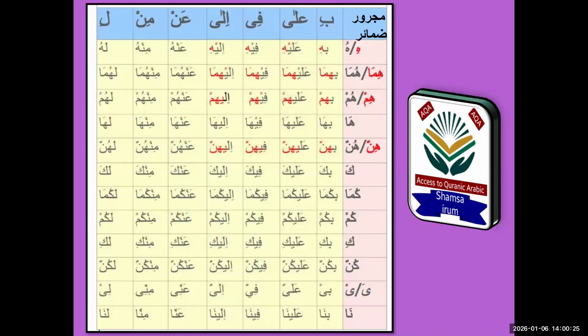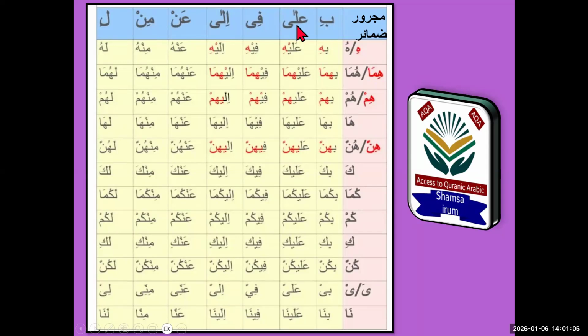All right, this slide I used when I was at the student stage. These were my notes; I prepared my notes in this way. Look, on top there are harful jar, prepositions. There are 11 prepositions in total, and from these 11, only 7 prepositions can be attached with pronouns. Only these 7.